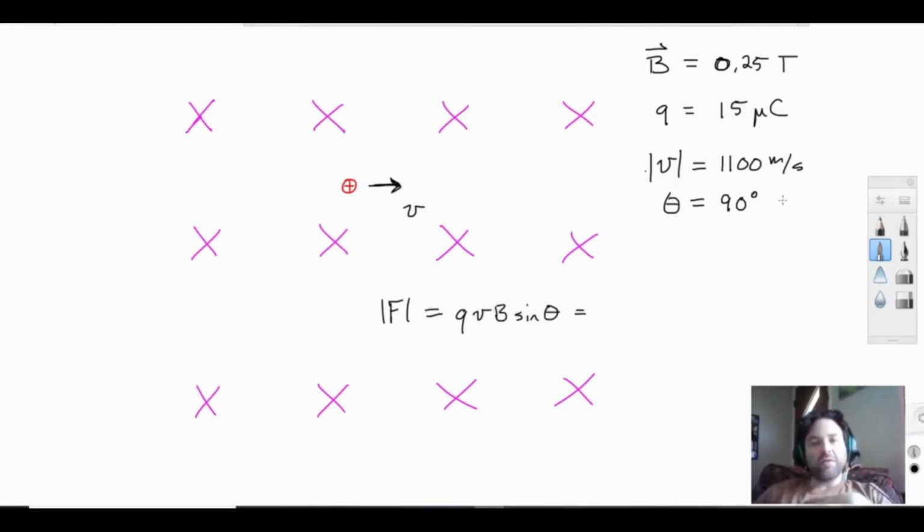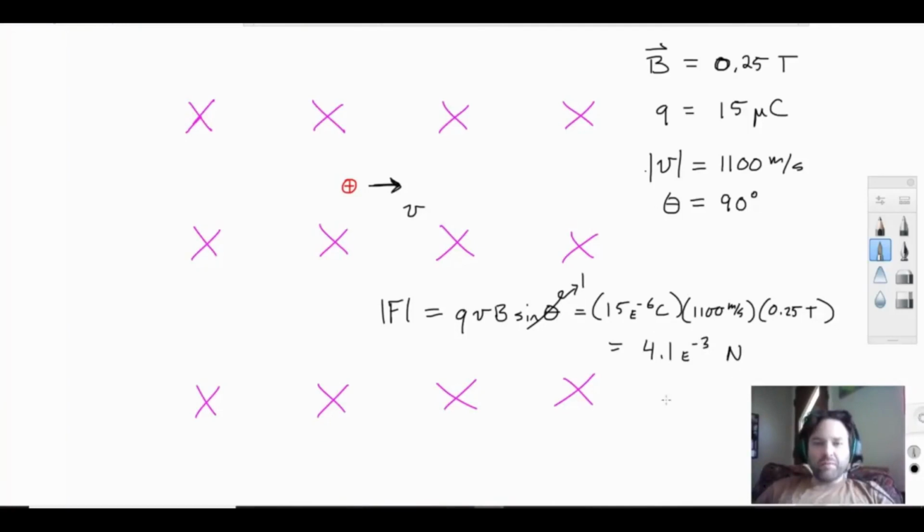Remember, sine of 90 degrees is equal to 1, so this gets out of the way. We have 15 times 10 to the negative 6 coulombs. We have 1,100 meters per second, and we have 0.25 Tesla. That gives us about 4.1 times 10 to the negative 3 newtons of force. Alright, that's not much, but that's okay. It is kind of a smaller effect than we normally experience with the Coulomb force, right? But if you add up enough charge, you can really start to see those effects.